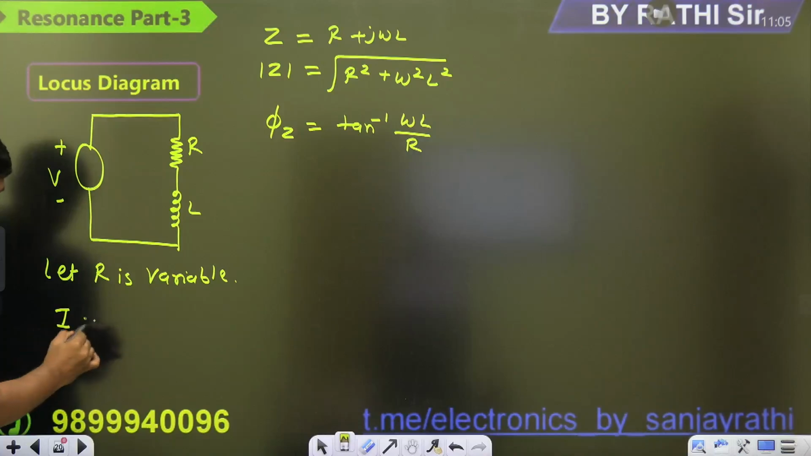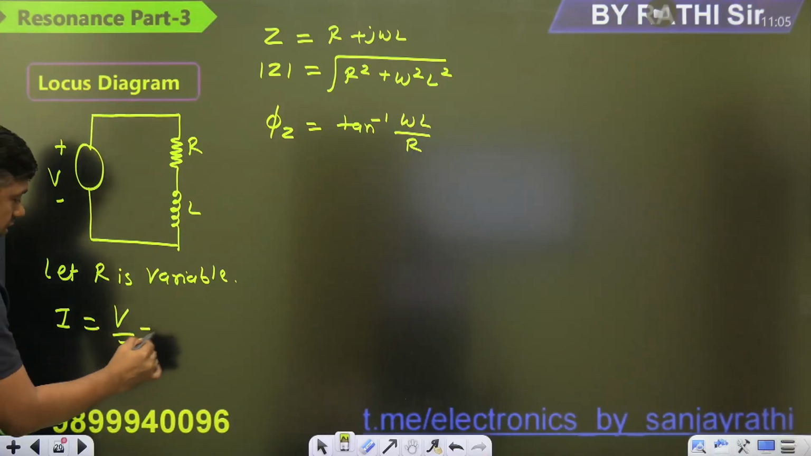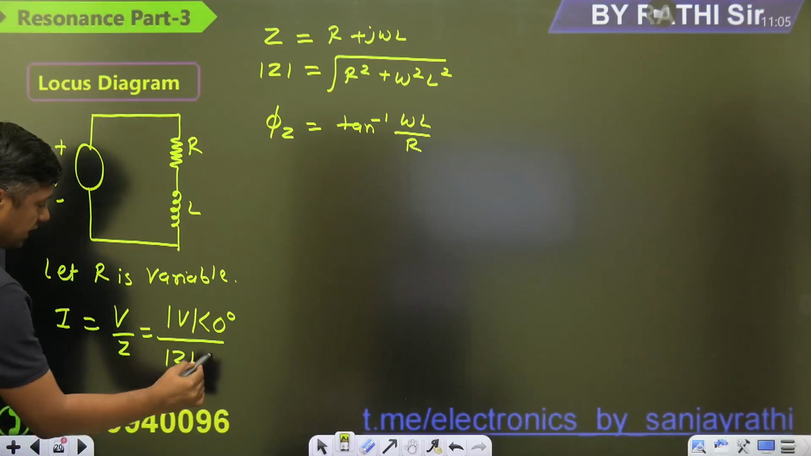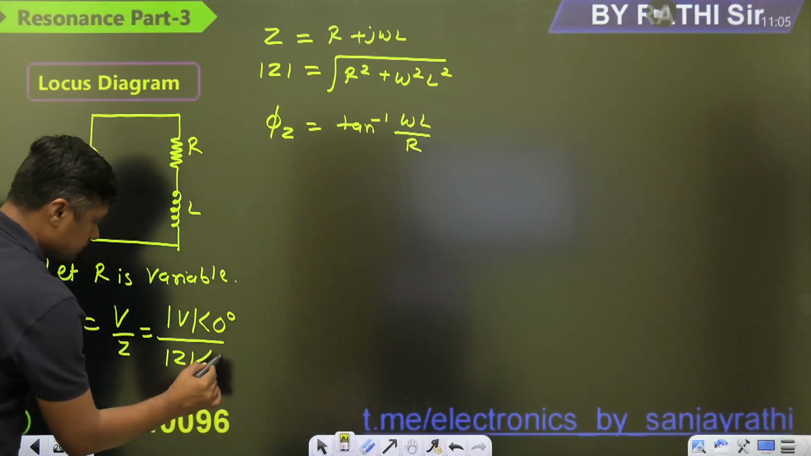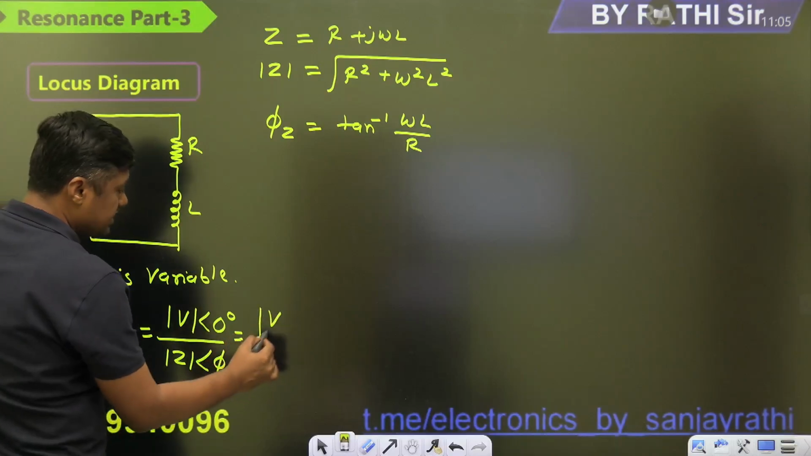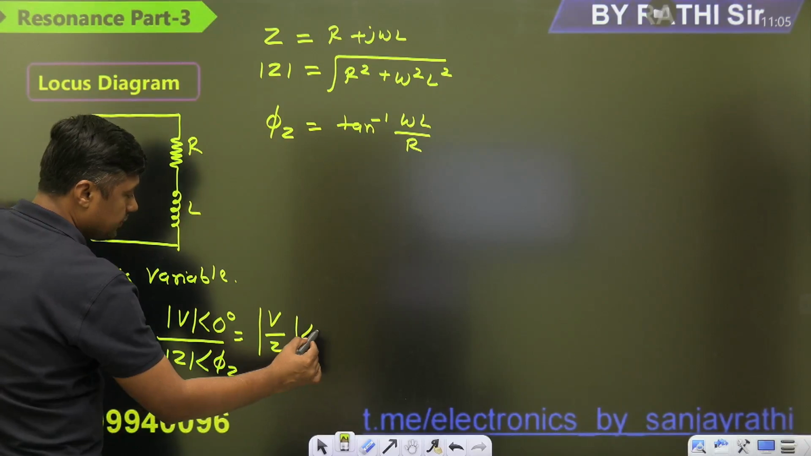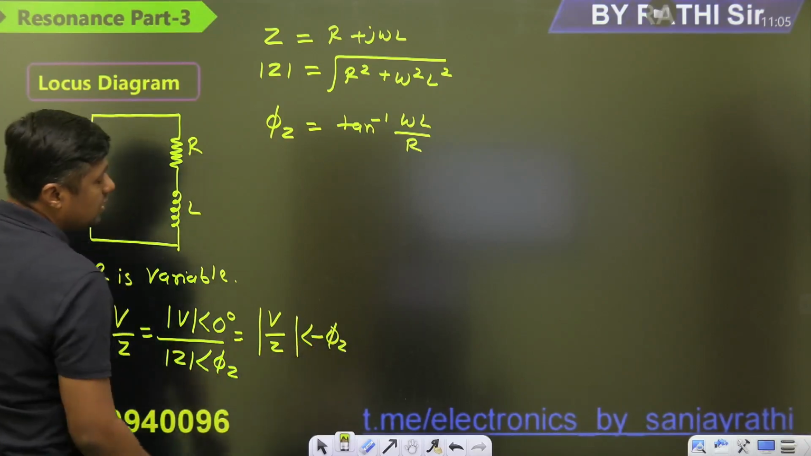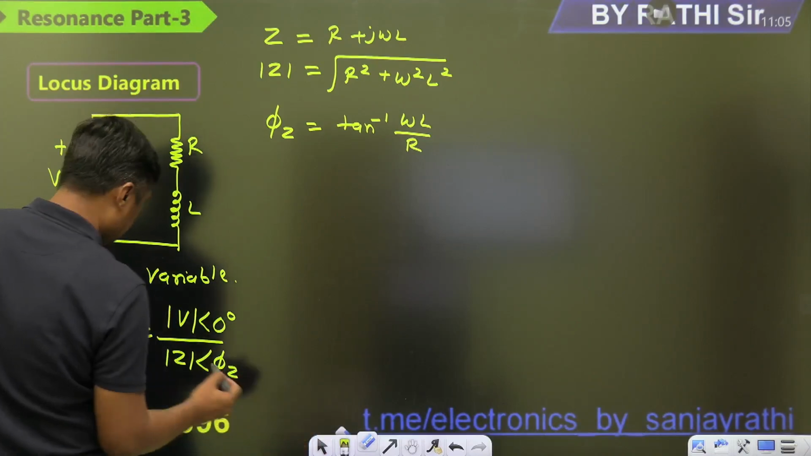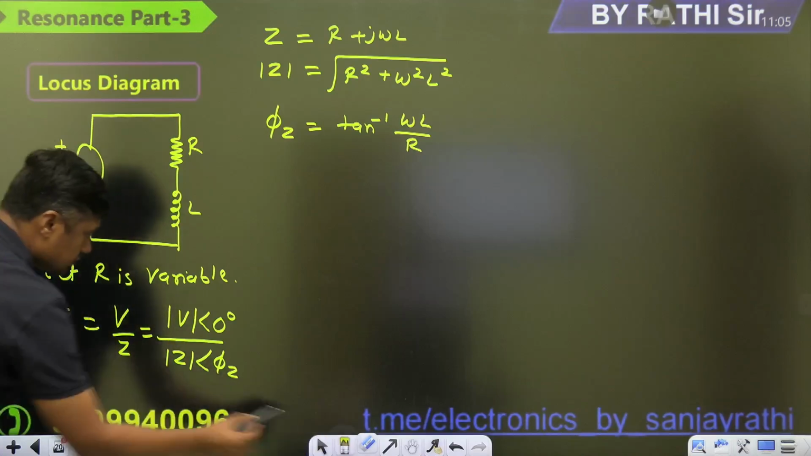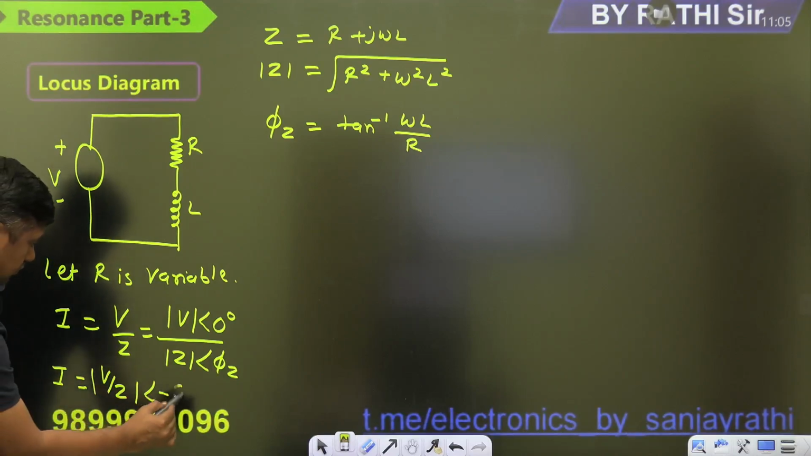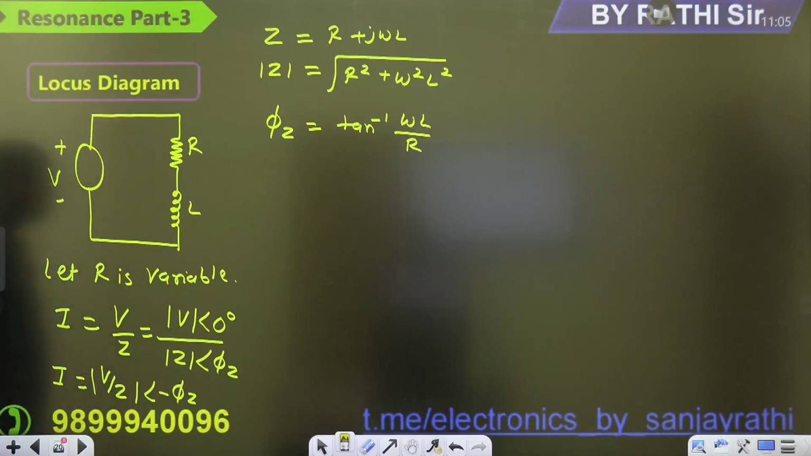Remember guys, I is given by V by Z. Already I have given. That will become magnitude of V, angle is 0 degree, and magnitude of Z, angle is phi Z. So in the denominator it will become magnitude of Z, this is the magnitude of V by Z. Angle will become minus phi Z. So that is the value of I. Now you can draw a table.